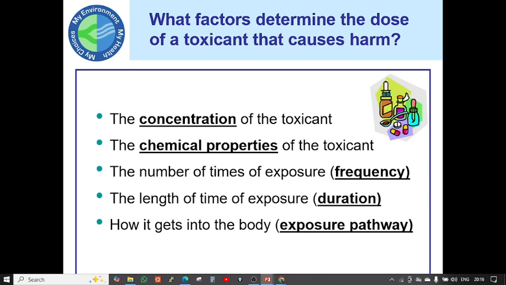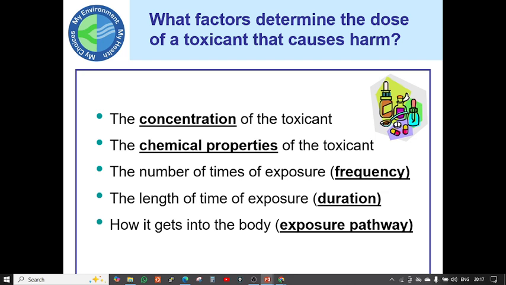Third is the number of times of exposure, the frequency: how many times a day you are taking coffee or tea, or the toxic substance. If someone drinks alcohol once in a while, say in a cough syrup that also contains alcohol, that is a remedy. But if you are drinking alcohol daily in a huge quantity, then it is very bad. So the frequency of taking the substance is important.